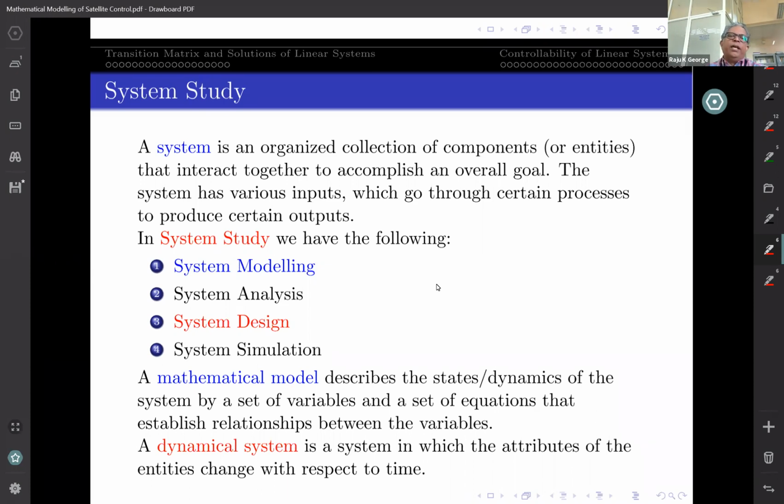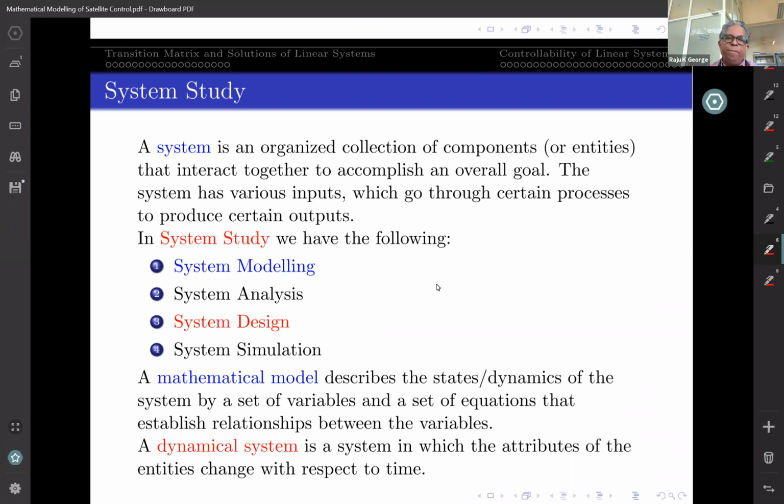As a definition, a system is an organized collection of components or entities that interact together to accomplish an overall task or overall goal. In a system, there will be inputs that could be raw materials, and there's a process inside which processes these raw materials, and finally we get an output. The system has inputs which have to undergo these processes to produce output. So the system is an input-output relationship and a processor inside.